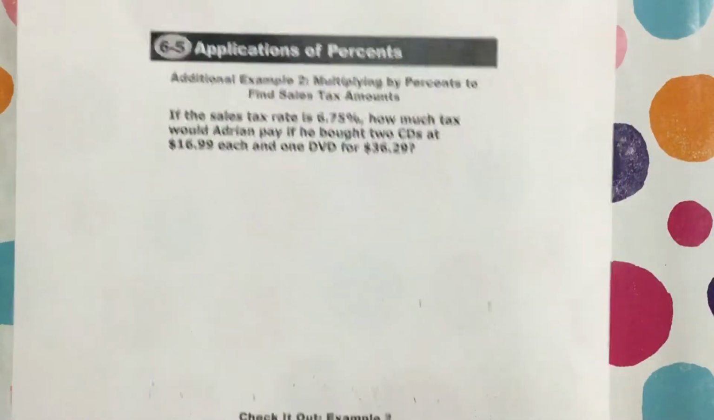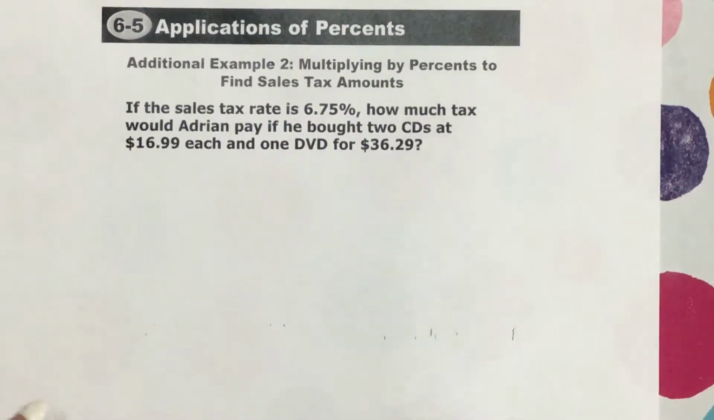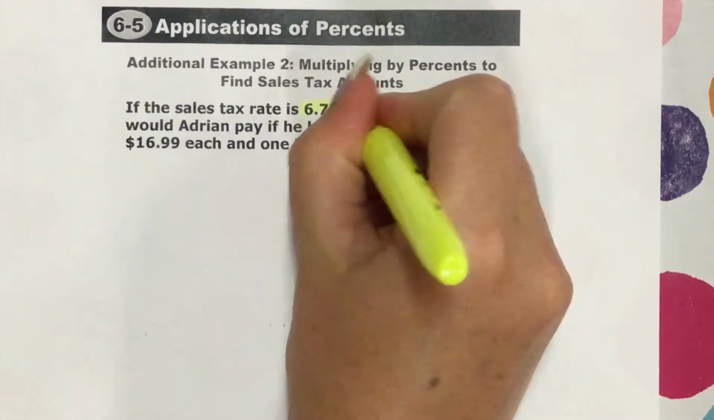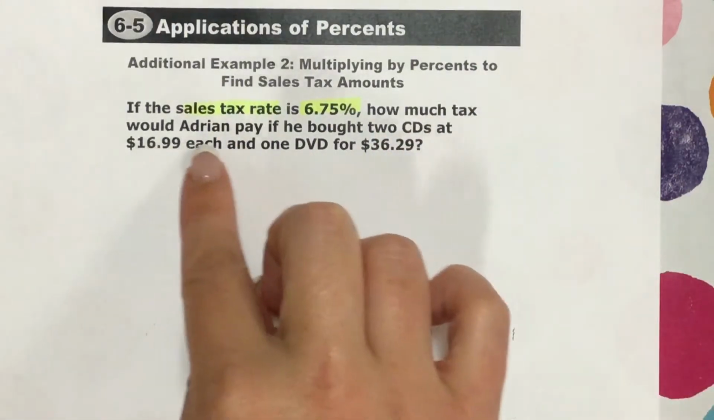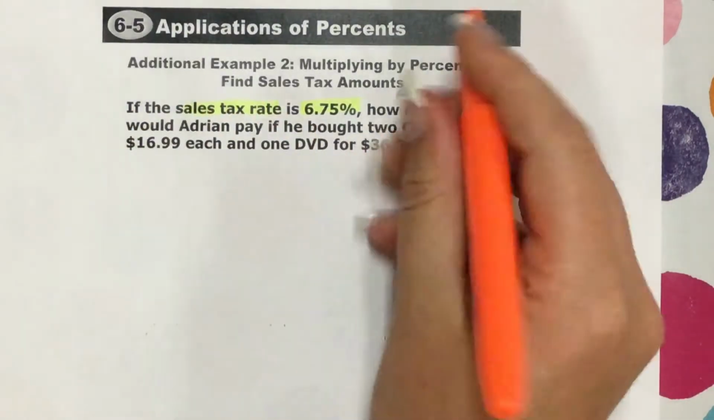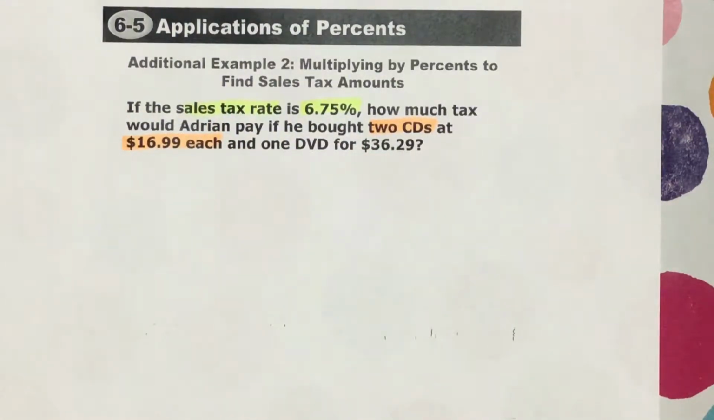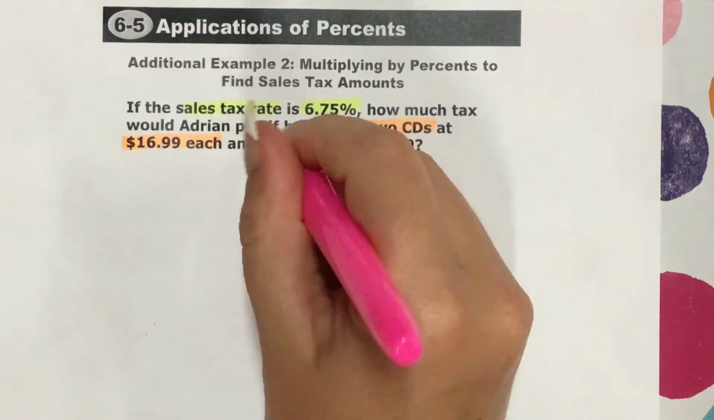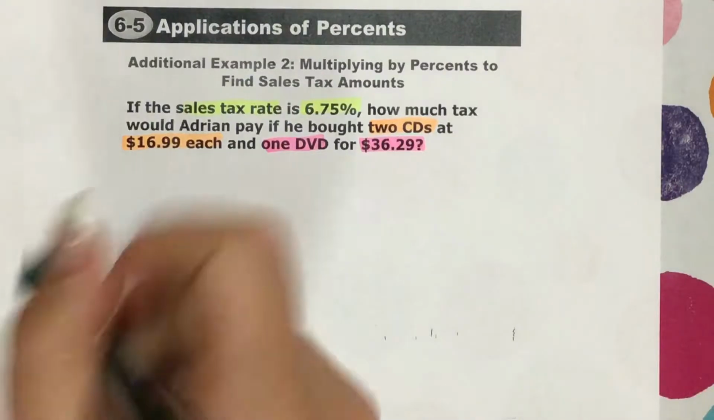So we're going to look at example 2, multiplying by percents to find sales tax amounts. Okay, so let's go ahead and read this problem. It says if the sales tax rate is 6.75%, okay, so that's important. We know what the sales tax rate is. How much tax would Adrian pay if he bought 2 CDs at $16.99 each and 1 DVD for $36.29?